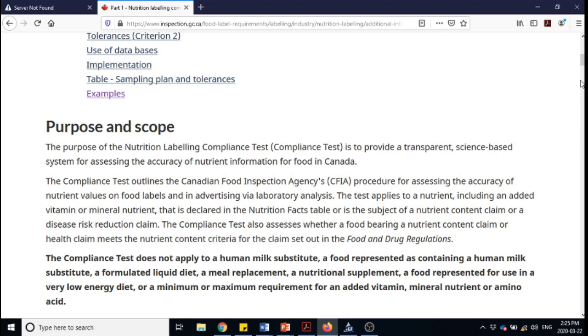So compliance in these labels is going to be managed a few different ways. If you are making human milk substitutes, so baby formulas, or other formulated liquid diets, think Ensure or Glucerna, these types of meal replacement products, this is not the same compliance requirements. Those food products, because of the important role that they play in nutrition, have a much stricter nutrition compliance.